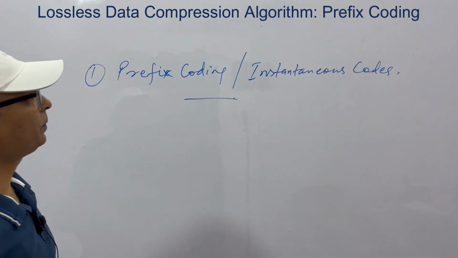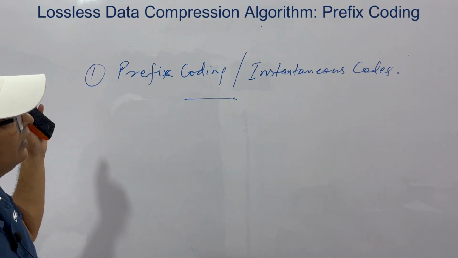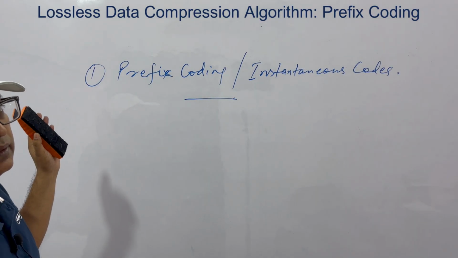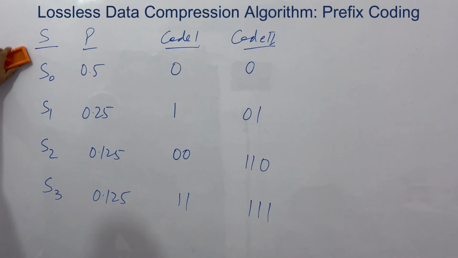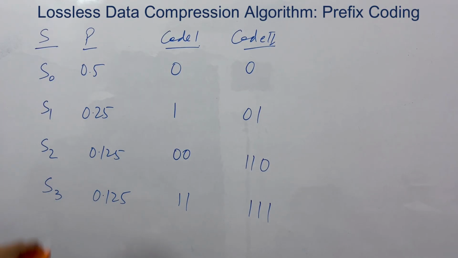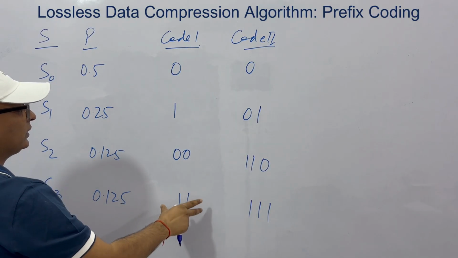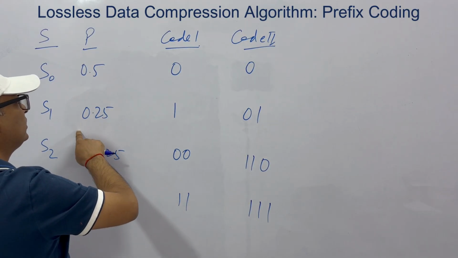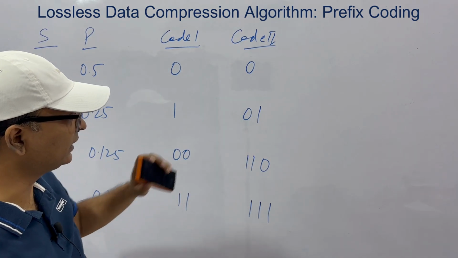I'll take an example to help you understand how this type of algorithm works. Let's say these are the four symbols being generated by the discrete source S, and these are the probabilities associated with each symbol. Now we have two codes. In the first code system, we assign 0 to S0, 1 to S1, 00 to S2, and 11 to S3. And in the second system, we assign this.